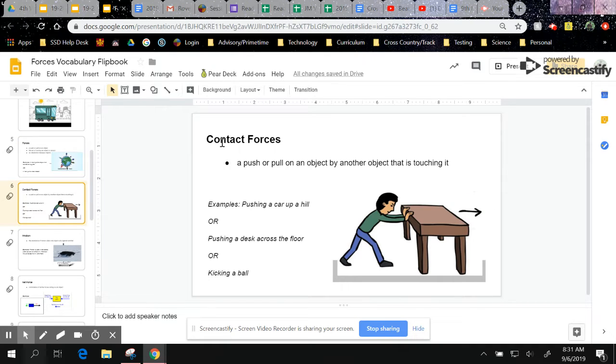Second word, contact forces. A push or pull on an object by another object that is touching it. Examples would be pushing a car up a hill, or pushing a desk across the floor, or kicking a ball.